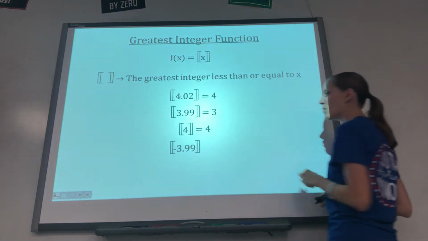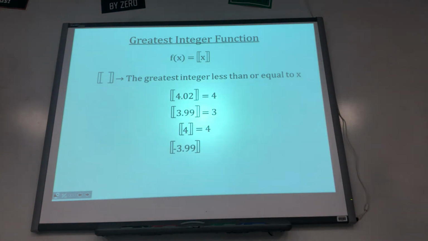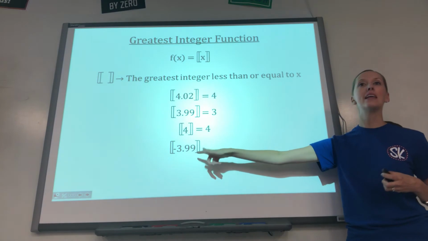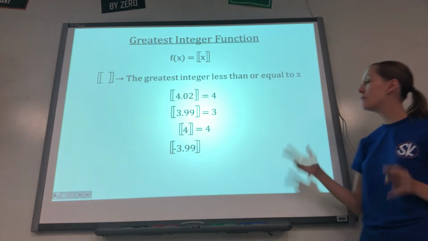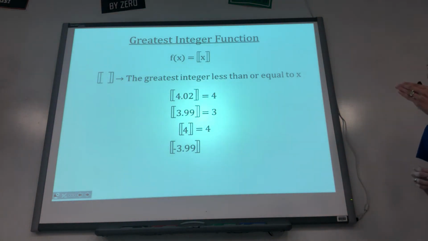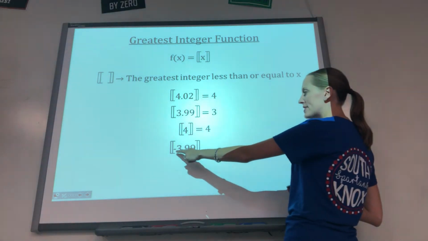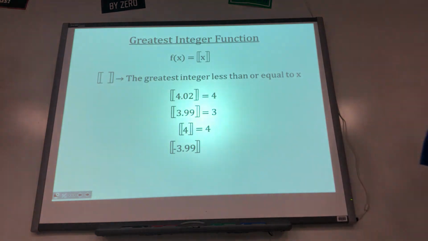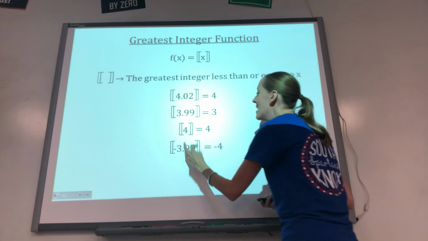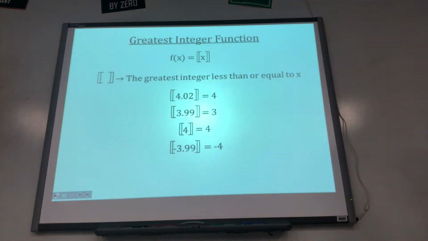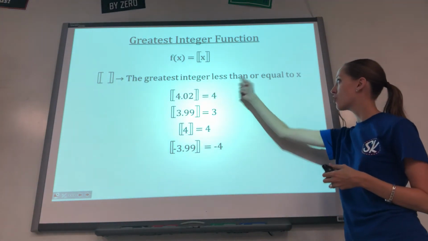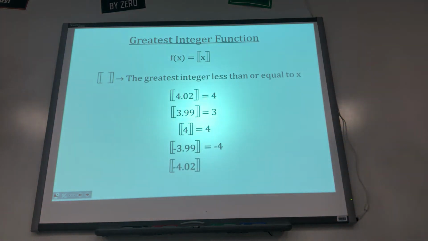And starting with negatives down here, sometimes the negatives throw us off. So let's try a negative 3.99. What would be the biggest integer less than or equal to negative 3.99? Negative 4, yeah. Can't say negative 3. Negative 3 would actually be bigger, greater than negative 3.99.